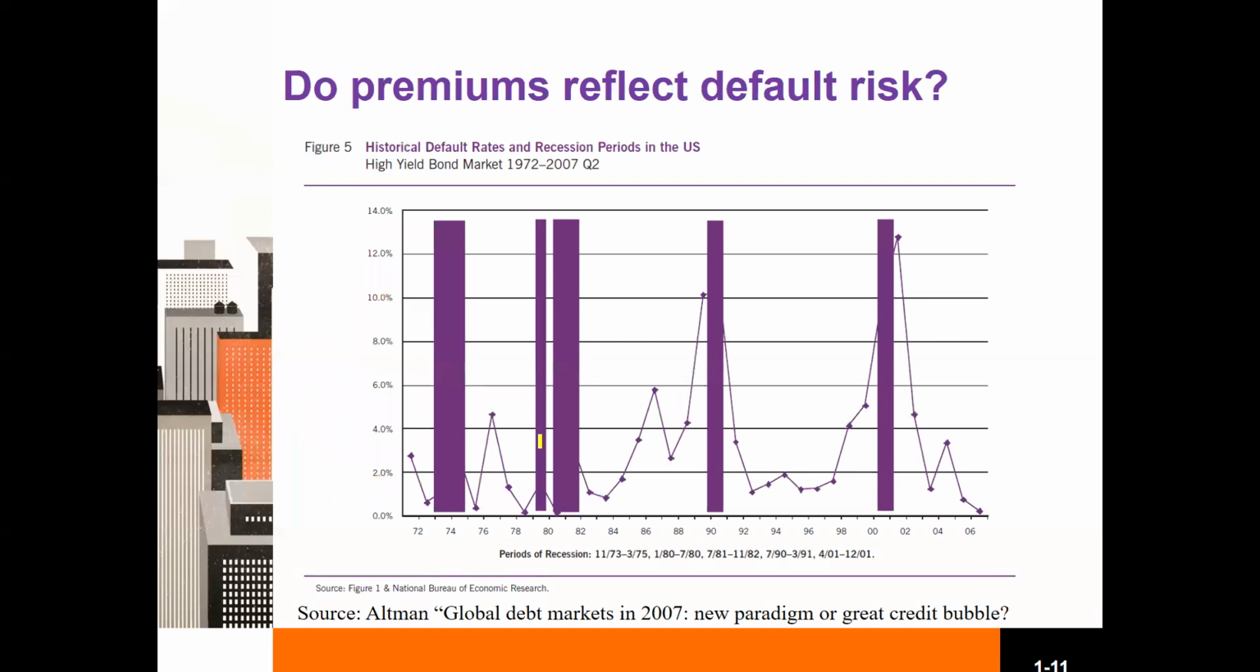This diagram shows the premiums that reflect the default risk. These are the periods of recession. You can see that in these recessionary periods, the high yield bond rates increase, which reflects the default risk. So the higher the default risk was, the higher the bond yield rates were.